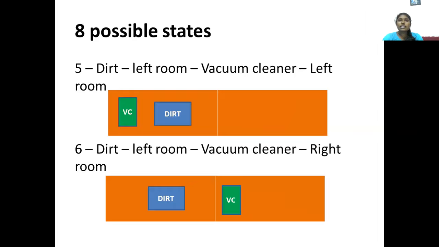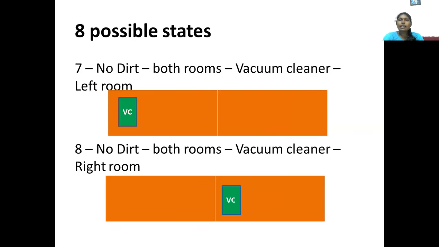In the 5th and 6th states, the left side room is dirty and the right side room is clean, and the vacuum cleaner is placed in either the left side or the right side. And in the 7th and 8th states, both the rooms are clean; in the 7th, the vacuum cleaner is in the left side room, and in the 8th, the vacuum cleaner is in the right side room.